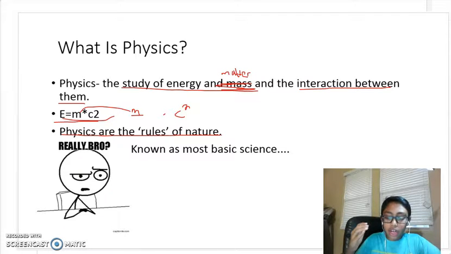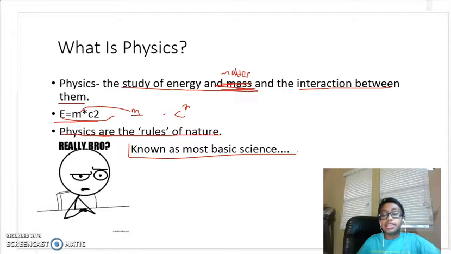Physics is considered the rules of nature. They govern our society, not in a political sense, but in nature. Physics is known as the most basic science, or at least if you ask your teacher, because this guy has it all. It's not going to be basic, but it will be fun, hopefully.